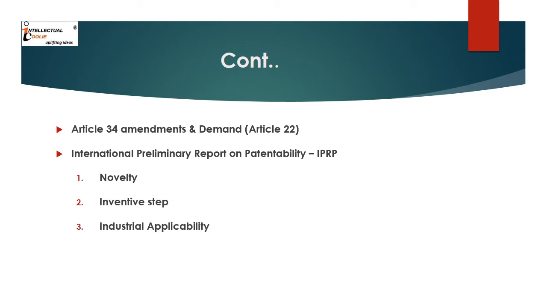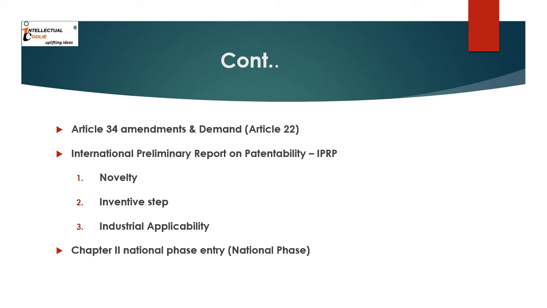Now the international preliminary report on patentability will also be judged on these three criteria only. Because this is an option, you are going for the secondary or supplementary examination, but it will be judged based on the same criteria, that is the patentability criteria. And this ends chapter 2, and with chapter 2 you can go to the national phase entry.